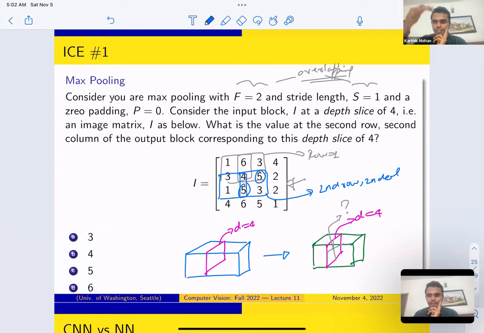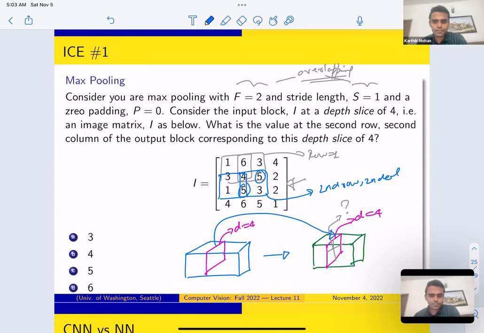For any given row, you just shift the block by that amount. And then for the column, just traverse this way. And since we have a stride length of 1, we are traversing 1 at a time. So that helps you go to the right block, and then you pick out the max element there. And that is basically the max pool value at that row and that column at that depth slice. So here the depth size didn't matter because we didn't have to look at a block and then identify the depth. We're already given the matrix corresponding to that depth slice. We just have to go from here to here, essentially.